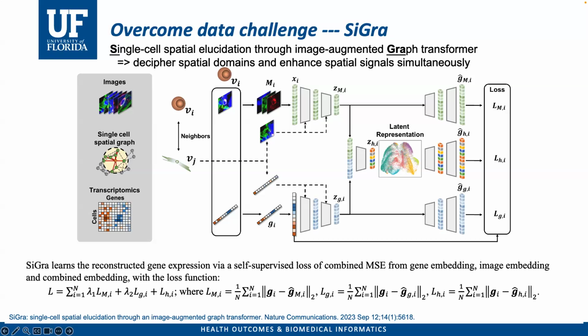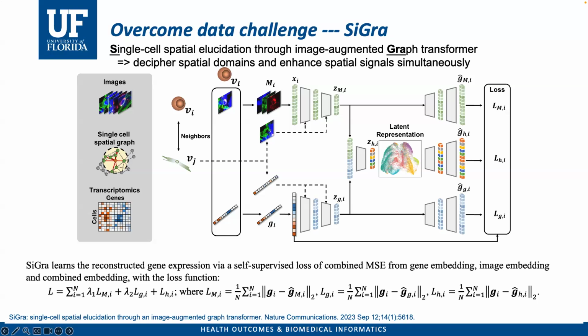The GMI head represents the reconstructed gene expression from the image, purely based on the image profiles. The GHI head represents the reconstructed gene expression from the hybrid embedding of image and gene expression together. And this one is the reconstructed gene expression based on the raw gene expression embedding. The ZGI is the embedding of the gene expression data, and this is the reconstructed gene expression data.